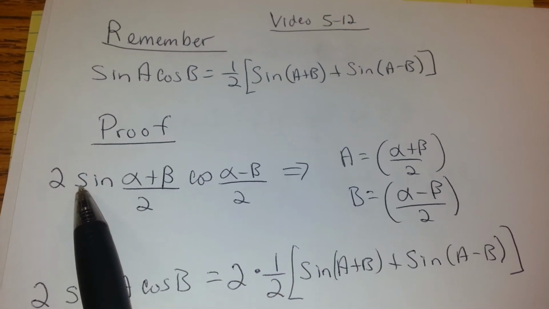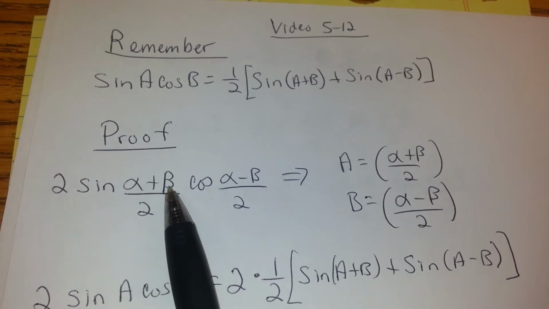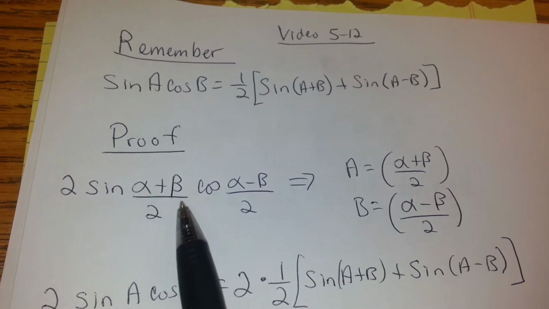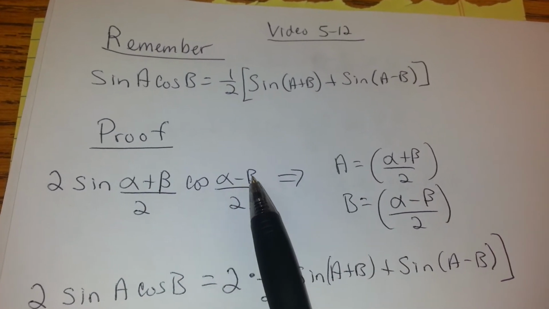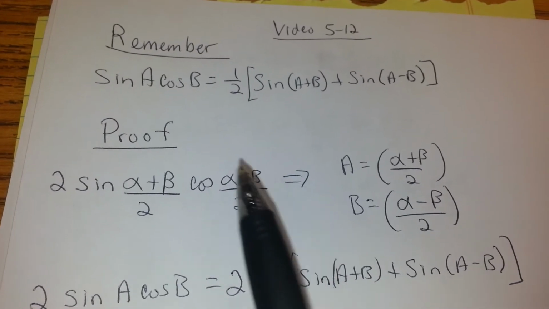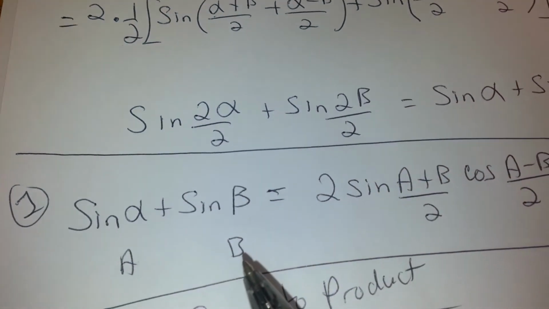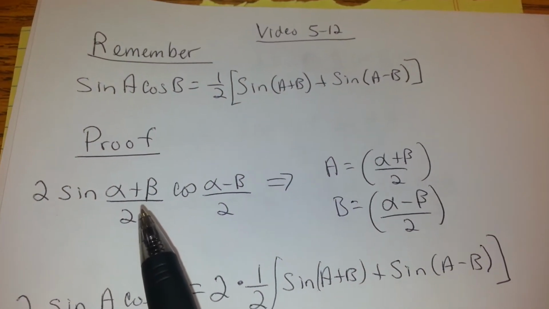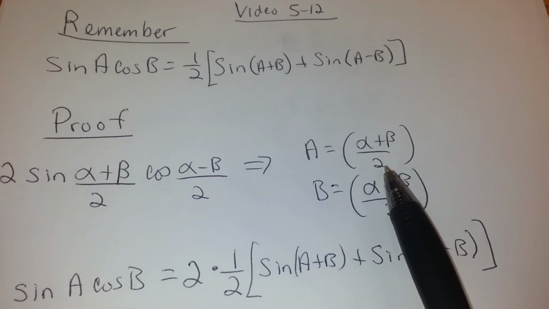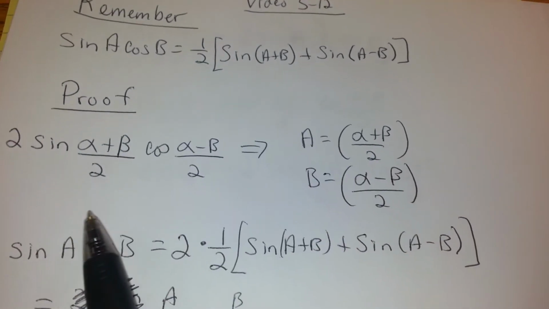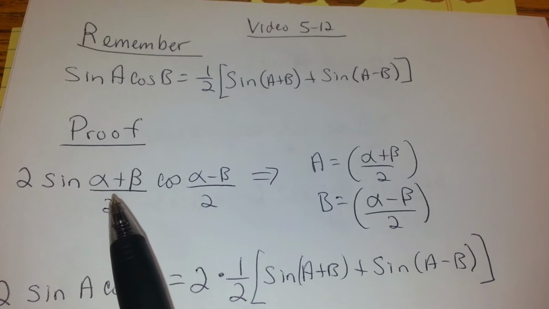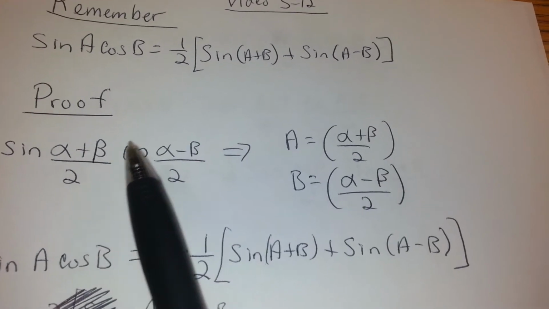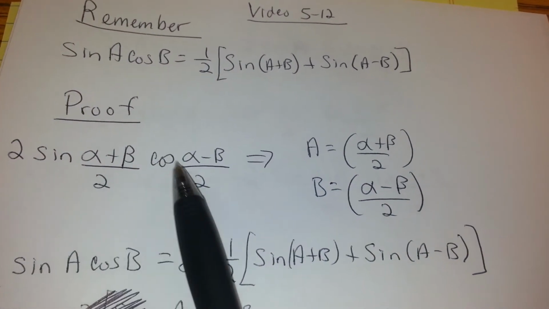I'm going to start off with 2 sine of (alpha plus beta)/2, which is A or B, just two different angles, times cosine of (alpha minus beta)/2. And we want to get this to eventually equal this right here. So what I'm first going to do is substitute. I'm going to call (alpha plus beta)/2 angle A, because that is just going to end up being some angle, and B is (alpha minus beta)/2. So it's 2 sine A cosine B.